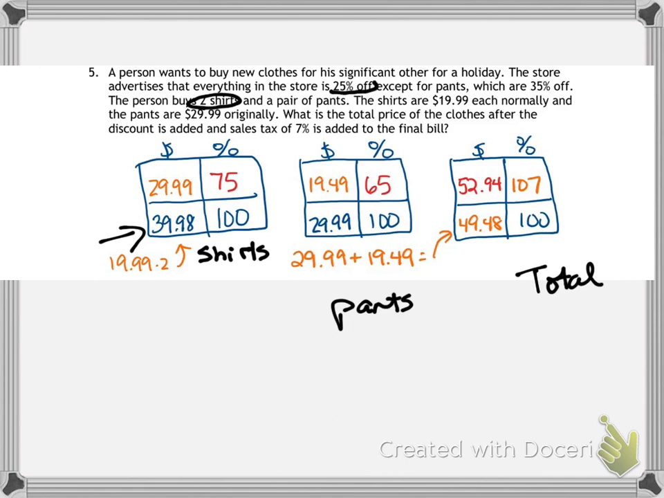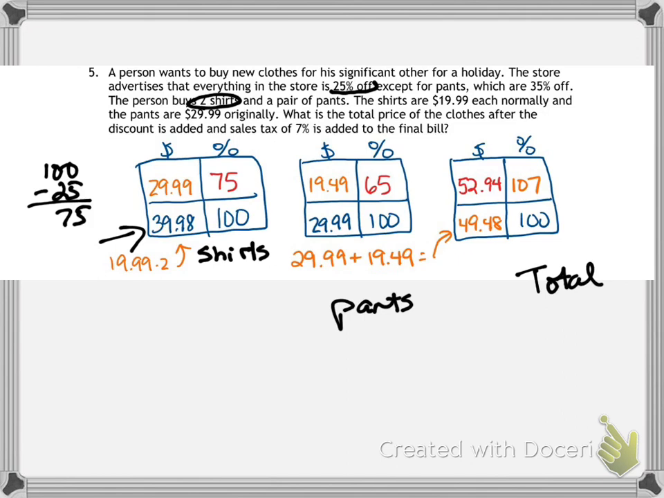It was 25% off, which means I'm paying 75% of the original price. $39.98 times 75 divided by 100 is $29.99. That is how much the 2 shirts are on sale before any tax is added. Now I'll move on to the pants.